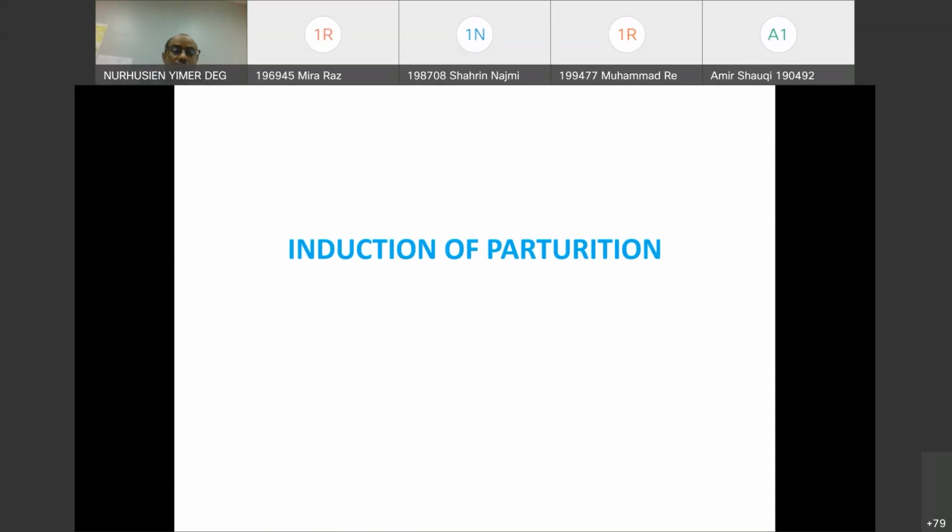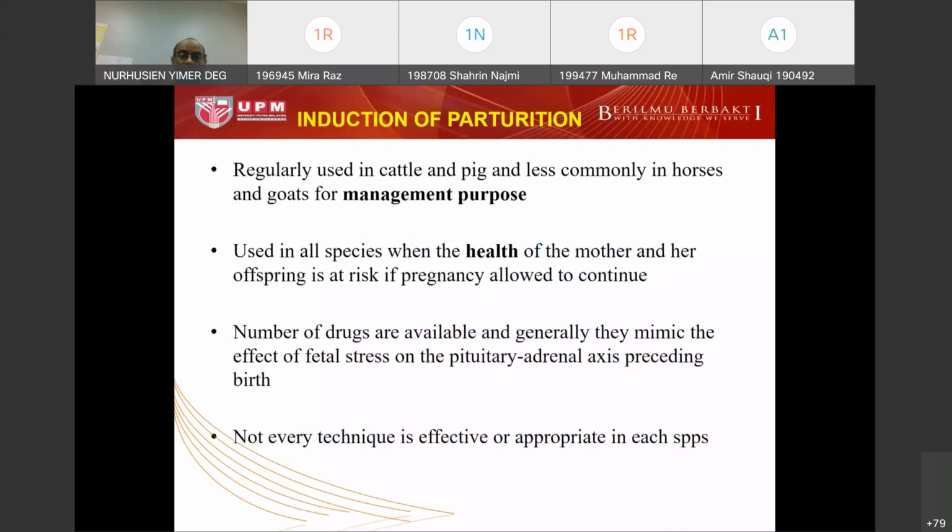Now let's talk about induction of parturition. So artificially, you can induce parturition. Now we know, at least to the extent that we understand at this level, how the process of parturition takes place, right? How the physiology behind parturition looks. But now, how can we artificially induce it using medications, using drugs? How can we be able to induce it when it is needed?